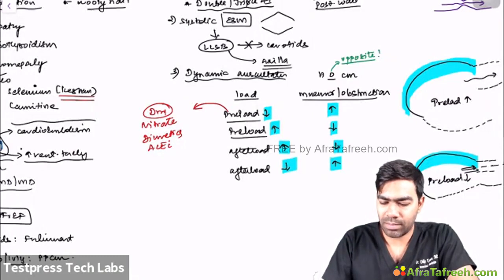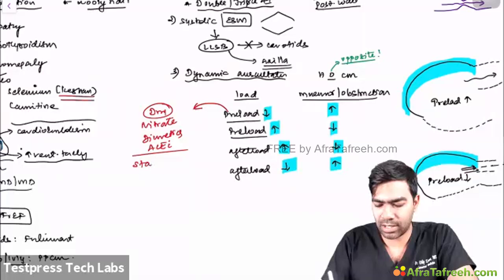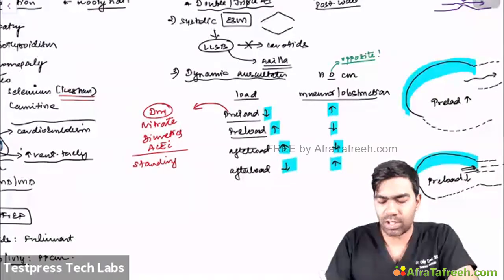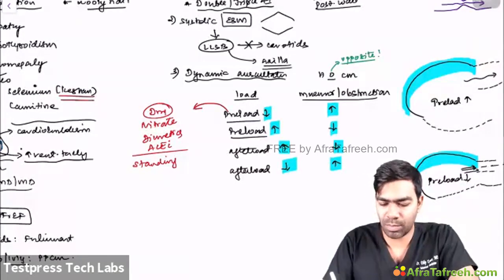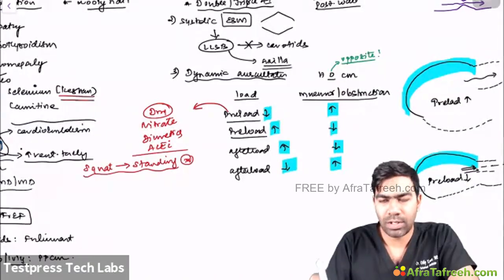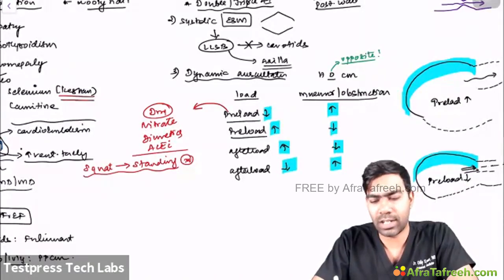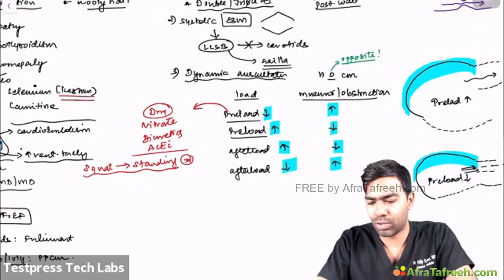At the same time, there are other conditions that can reduce the preload, like for example, standing. Of course, it will cause pooling of the blood in the peripheries that can reduce the preload and increase the murmur. More importantly, there is a maneuver called the squat to stand maneuver. This is a very, very important maneuver. It can reduce the preload substantially and increase the murmur. And what else can reduce the preload? No, that's all.